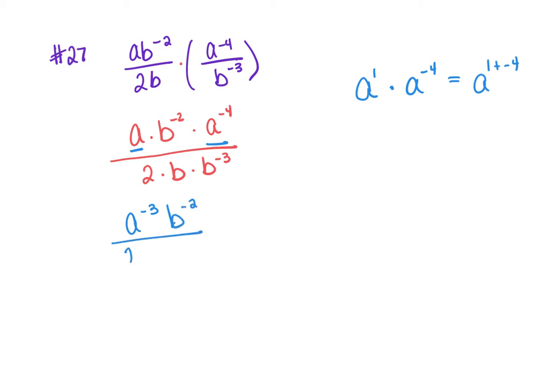In the denominator, the 2 can't combine with anything. But I have B to the first times B to the negative 3rd. I'm going to add those exponents, 1 plus negative 3. So in the denominator, I have B to what power? Negative 2, correct? All right.